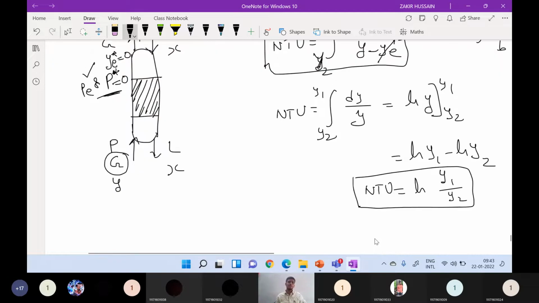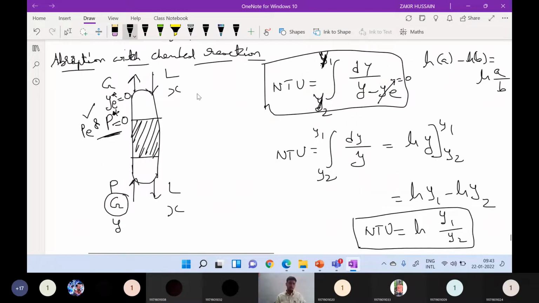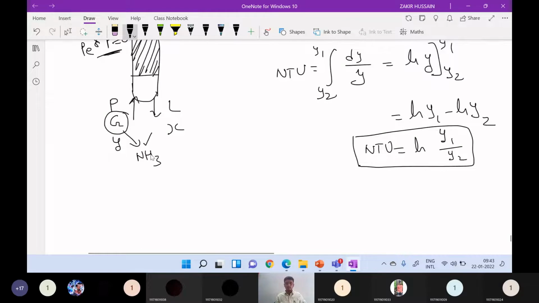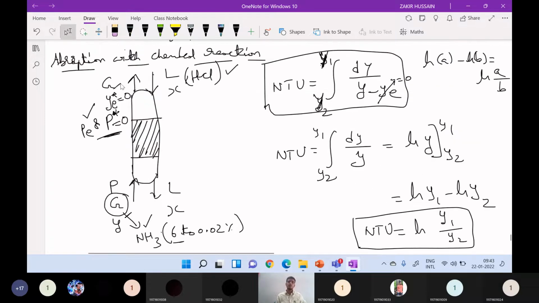For example, in the chemical absorption case, if the solvent used is dilute HCl, and the solute in the gas phase is NH3. Since this is a basic gas and this is an acidic solution, the reaction between them will be a strong bonding reaction. A neutralization reaction will take place. Because of this, suppose your NH3 concentration is reduced from, for example, 6% in the entering gas to 0.02% in the outlet gas.